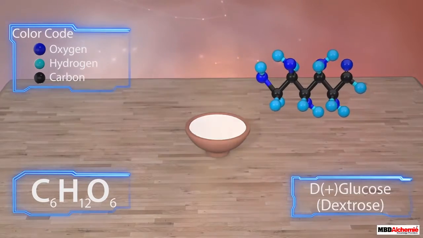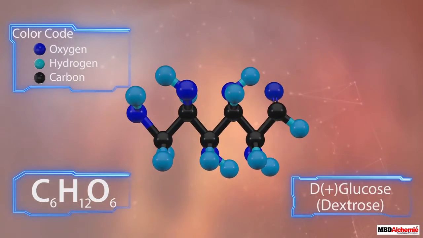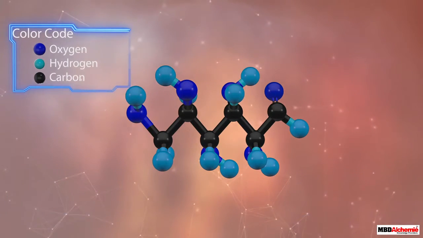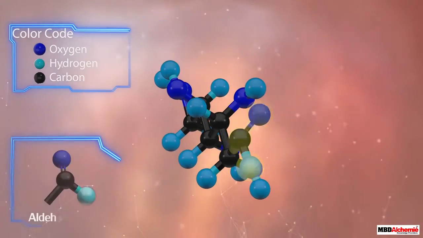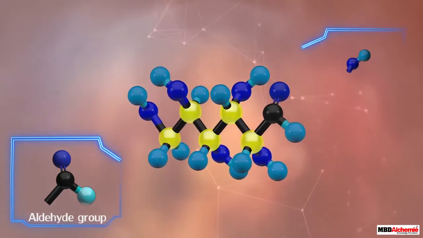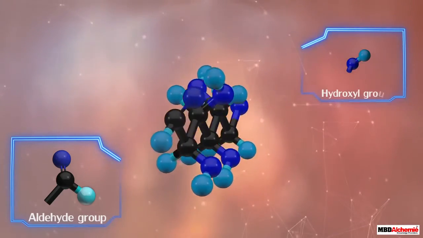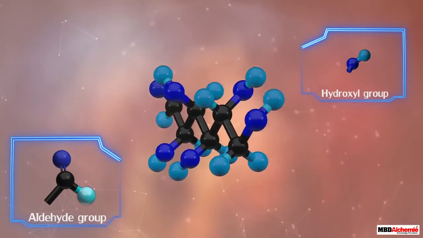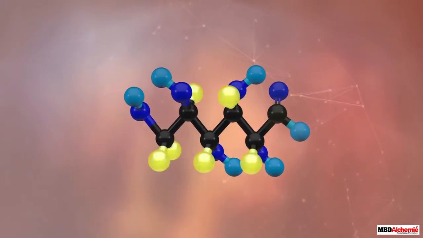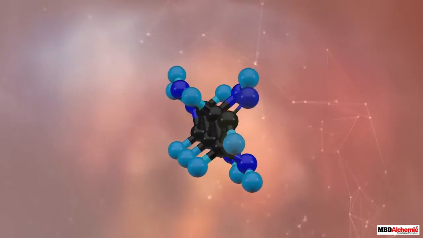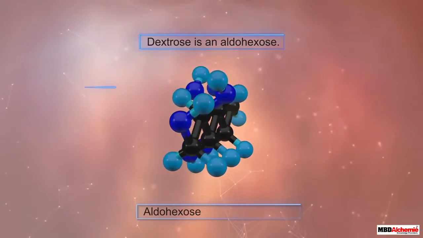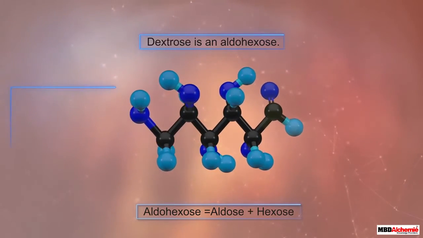A molecule of dextrose has an open chain structure as shown. It has a chain of 6 carbon atoms in which the first carbon atom has an aldehyde group. Each of the other 5 carbon atoms of the chain has one hydroxyl group. The remaining valencies of the carbon atoms are satisfied with hydrogen atoms. This structure clearly shows that dextrose is an aldohexose. In other words, it is both an aldose and a hexose.